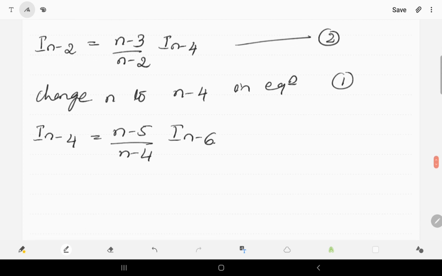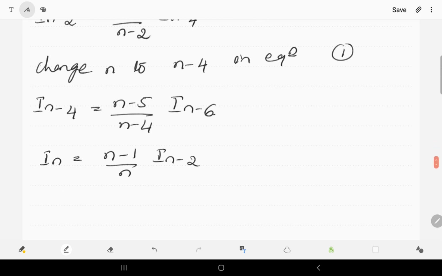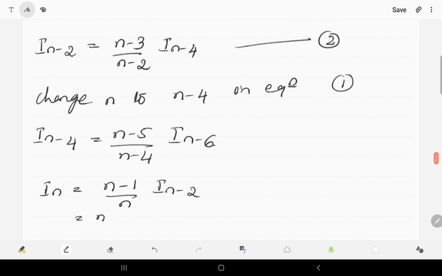So equation 1 is nothing but I_n is equal to n minus 1 divided by n I_n minus 2. But what is I_n minus 2? I_n minus 2 is n minus 3 by n minus 2 into I_n minus 4. But I_n minus 4 is n minus 5 by n minus 4. That means here it changes from n minus 1, n minus 3, n minus 5 and so on up to k.